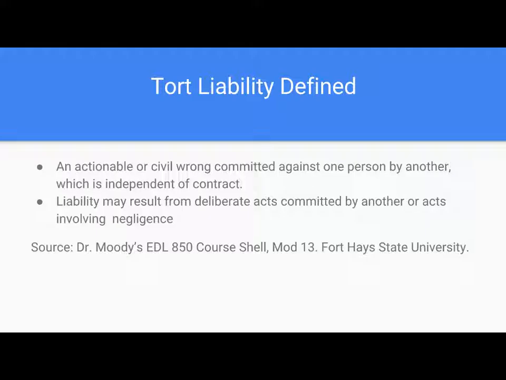I just pulled that from Dr. Moody's course shell that we have.